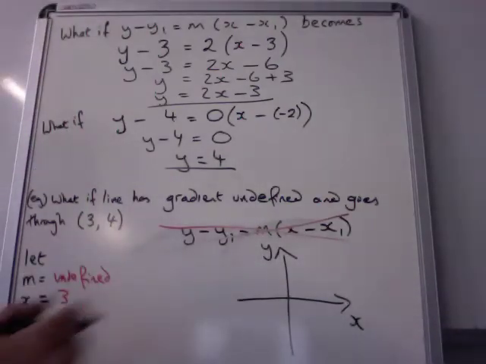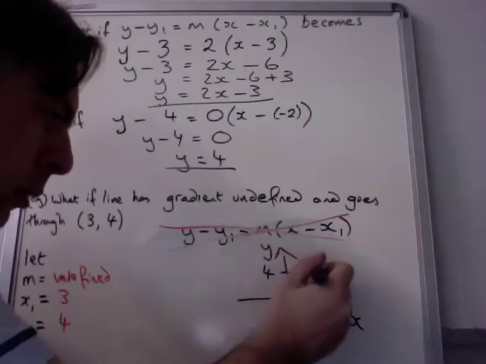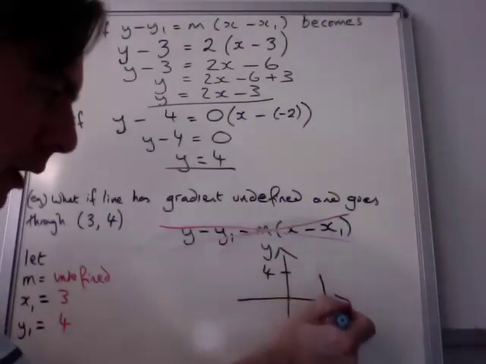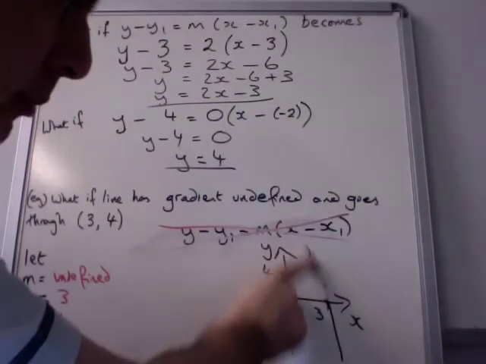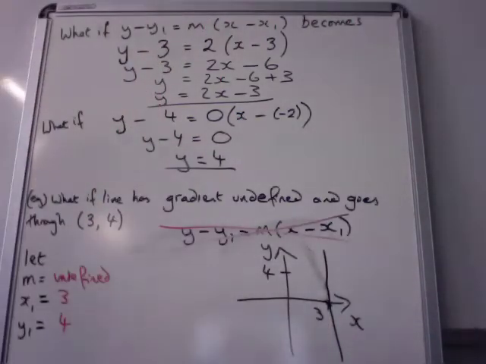plot the point 3, 4. Undefined line, what's it going to look like? Show me with your arm. That's right, it's vertical. And when you have a vertical line, you're supposed to, well, that's not a very good vertical line. Bad, Mr. Edwards, bad, Mr. Edwards. That's a little bit better.